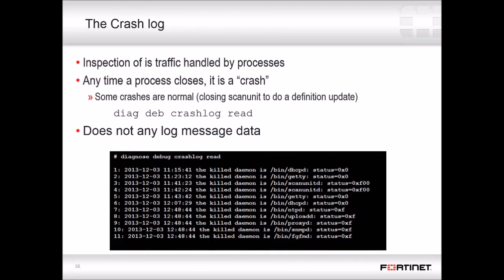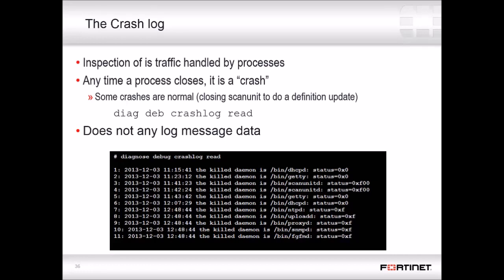There is something in the CLI called a crash log. This is not a place that stores log messages. It's used purely for diagnostics. The FortiGate is like a computer with different processes that handle different things, like DHCP or web filtering, for example. Anytime a process is closed for any reason, the crash log records this as a crash. This way, if there is an abnormal termination of a process, the programmers can look into it and find out the condition that caused it.